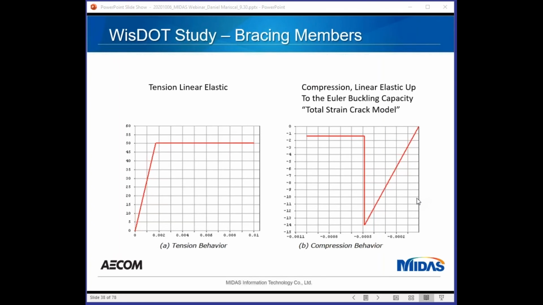One of the interesting things was that we wanted to model the bracing members not only with a tension failure. In this case, it was linear elastic, so it goes up to 50 KSI, and then it basically holds no load. But we also wanted to have them fail in compression under buckling, so we used the same total strain crack model that we use for the concrete for the compression of the bracing members. So it got to a certain load, and then it just basically buckled, and it didn't provide any more resistance.